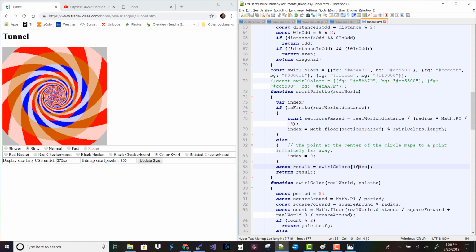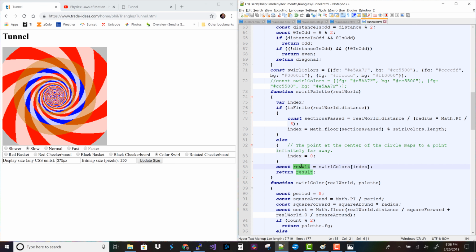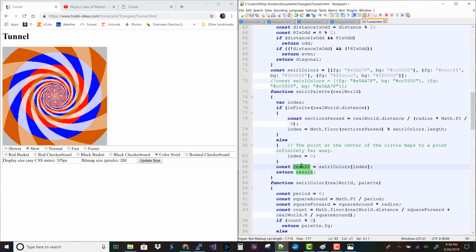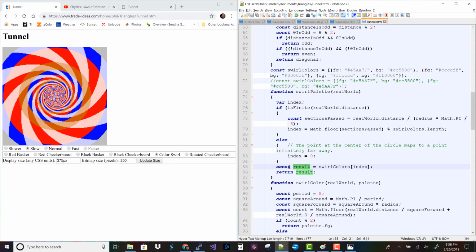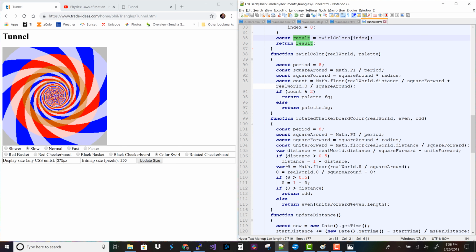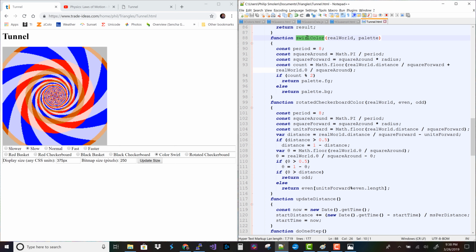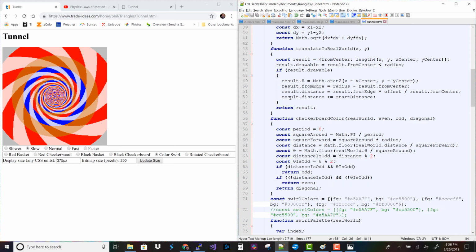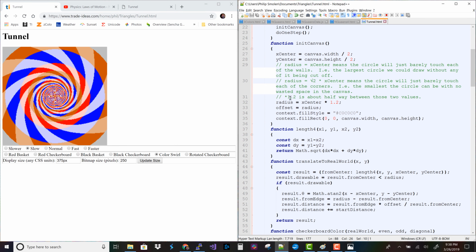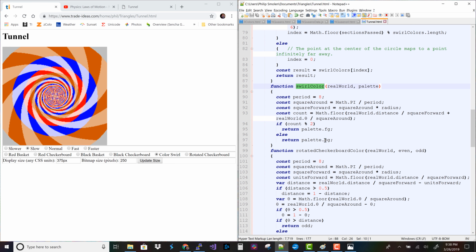Then we just look it up in the array. Again, we're putting a lot of extra details into this, as much as anything, so in the debugger I can ask, what index was it? What was the result? I can just look at that more easily. All right, so swirl color. This is similar to the checkerboard color we just looked at. It does the same thing, but for the swirls.